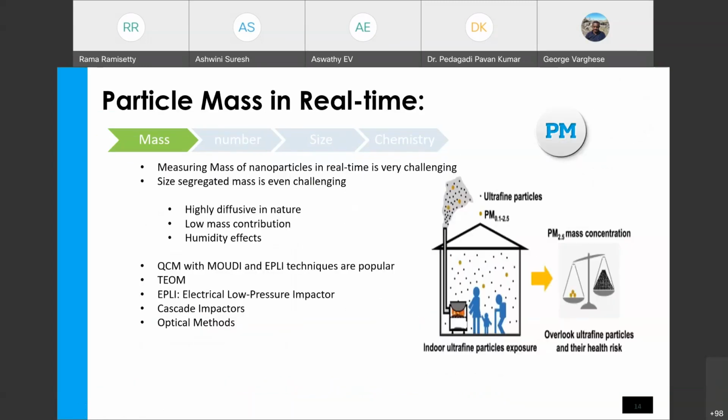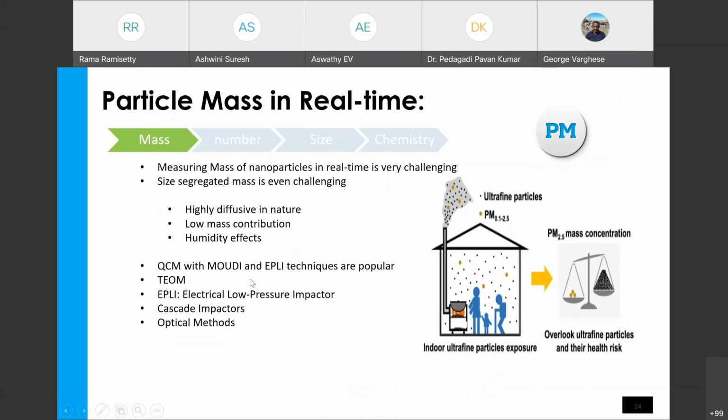Okay, so as I mentioned, nanoparticle mass measurement is very challenging because they are highly diffusive in nature and contribute very low mass to the total mass of the particles. And also the humidity effects are very difficult to manage.